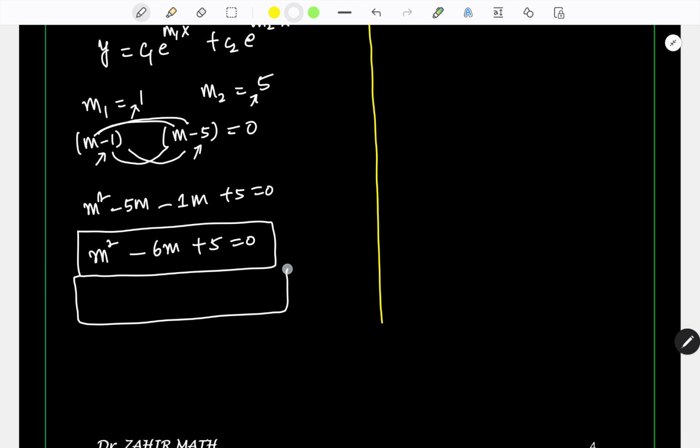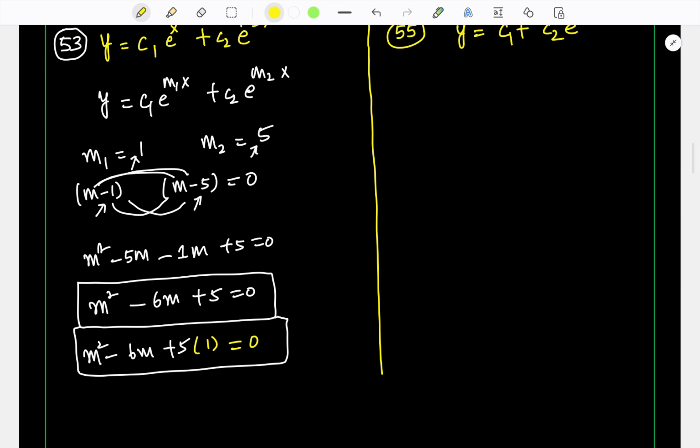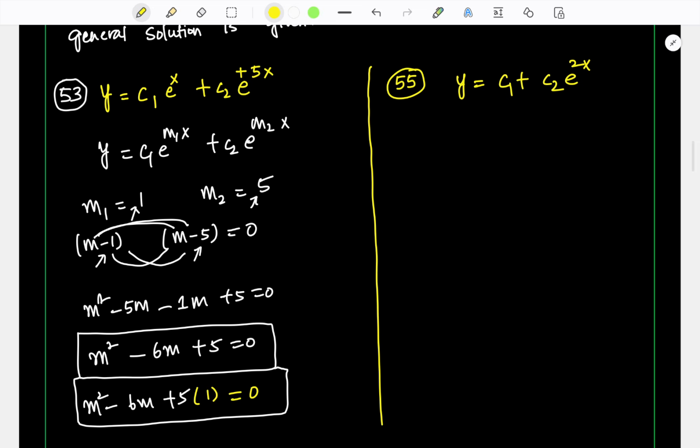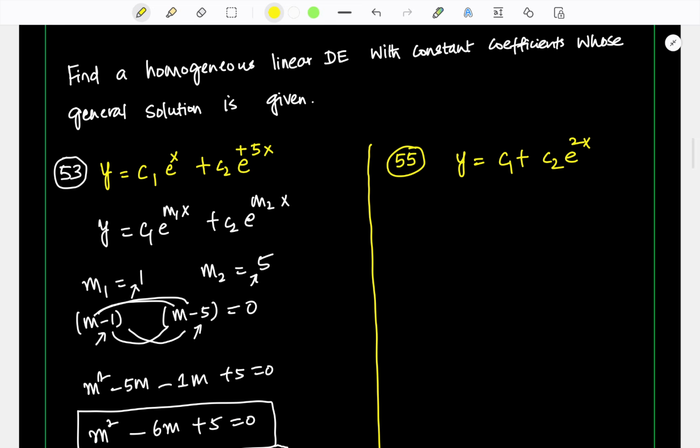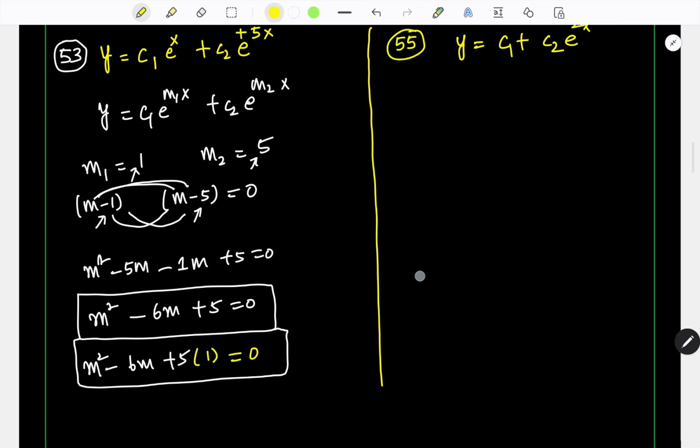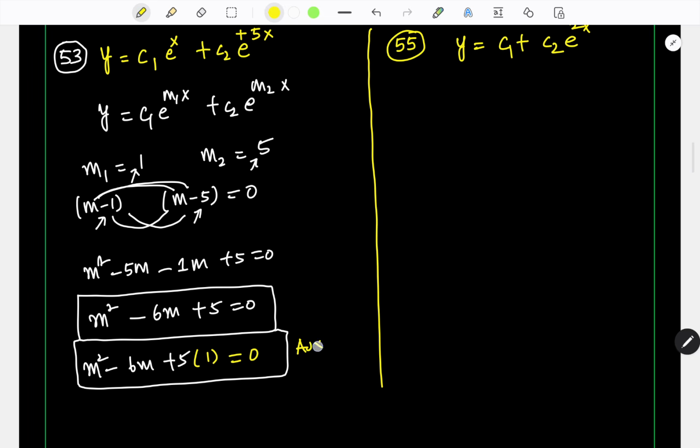So one more step I want to write without forgetting, in the same color. m square minus 6m plus 5, I'm going to write 5 times 1 equal to 0. All the time you write 1 as a constant, 0. Now keep it like this. I will come back to you later on how to write the differential equation. Because the question is what? Find the differential equation. Still I did not write the differential equation. This is called the auxiliary equation. Auxiliary equation means an equation in a dummy variable, m.